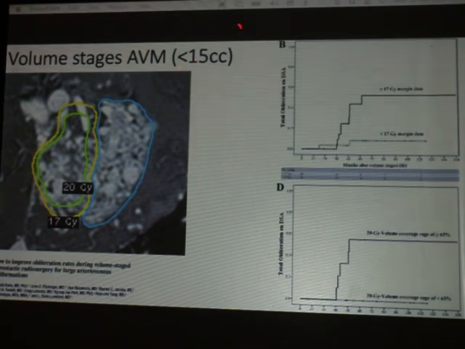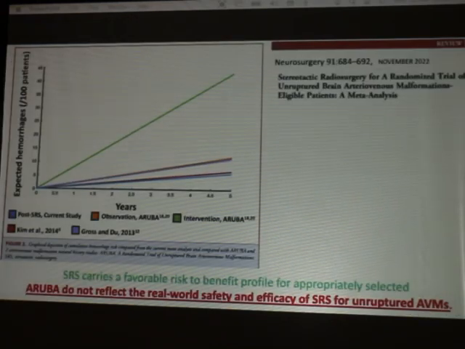As I already discussed, if the volume of the AVM is large, you might have to do a staged radiosurgery in which part of the AVM can be treated upfront, followed by 3 to 6 months down the line, the rest of the AVM can be taken care of. And this is the data of a recent analysis which clearly shows that SRS is beneficial for appropriately selected patients.